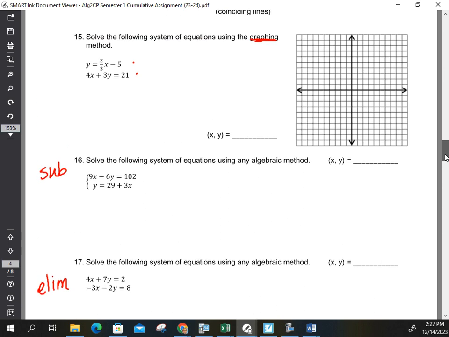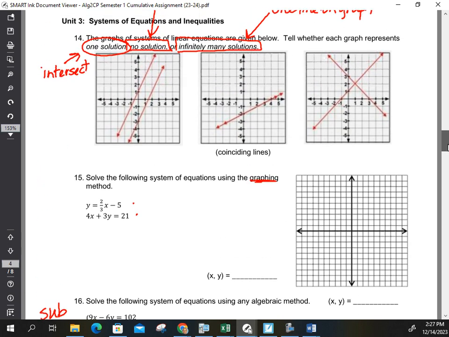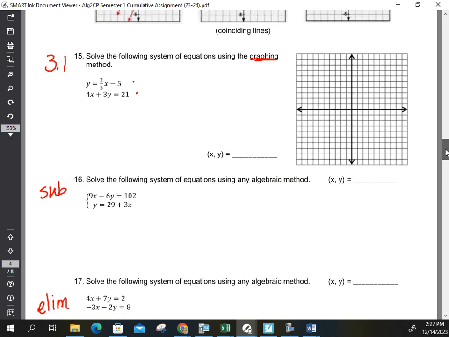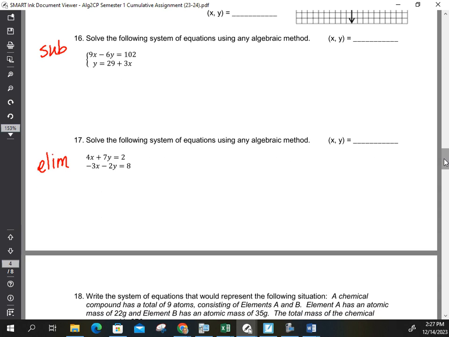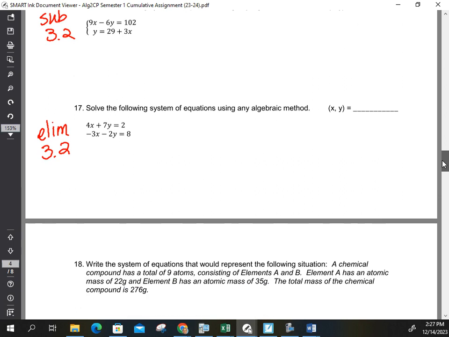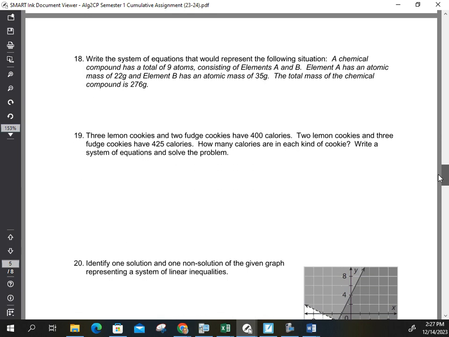So for these right here, I forgot to put the numbers. Let me do that real quick. This was a section 3.1 situation. 15 is a 3.1 situation. The last 2 problems were both 3.2s. We did IXLs on those back in the day. Word problems. Both of those are section 3.2 situations.